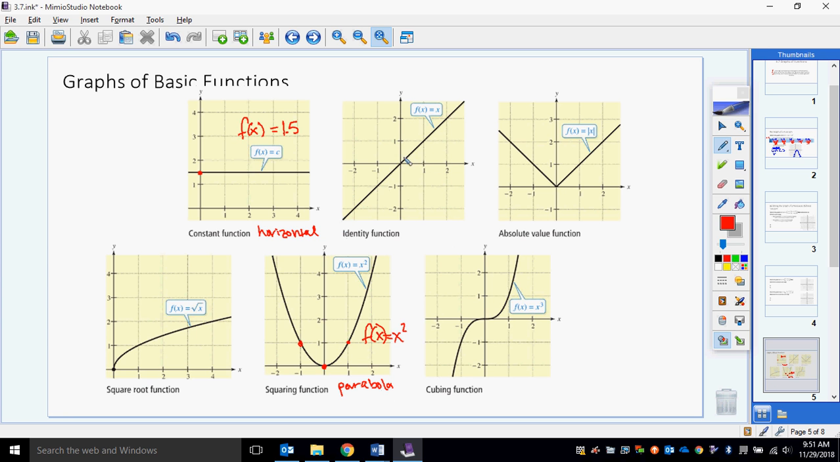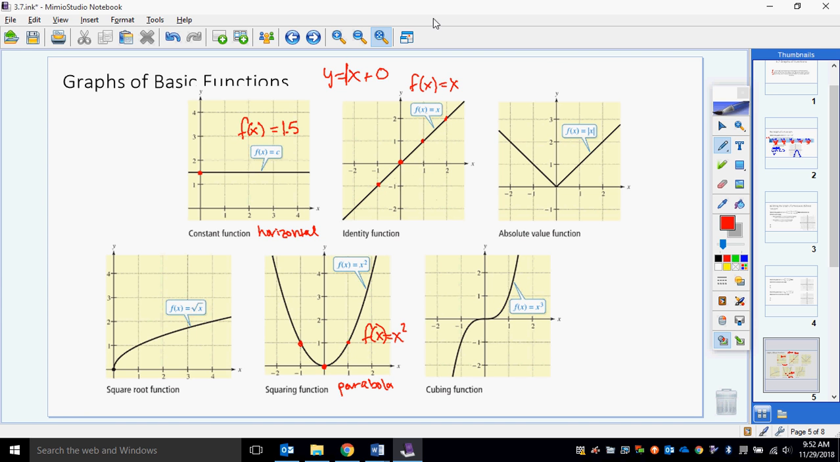Okay, then we have the identity function. Y equals x is the identity function instead of y. Remember, now we have this function notation. f of x equals x, which goes through the origin. And if y equals x, this is in slope-intercept form, right? It has the m is 1 and the y-intercept is 0. So we're going up 1 over 1. This is a straight diagonal line here.